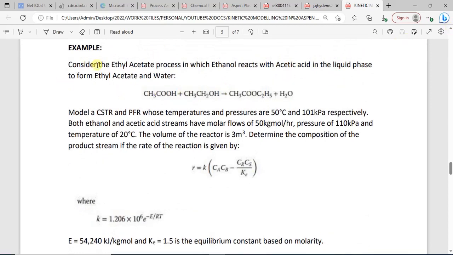Okay, yeah. So it says consider the ethyl acetate process in which ethanol reacts with acetic acid in the liquid phase to form ethyl acetate and water. So the reaction occurs in liquid phase, right?